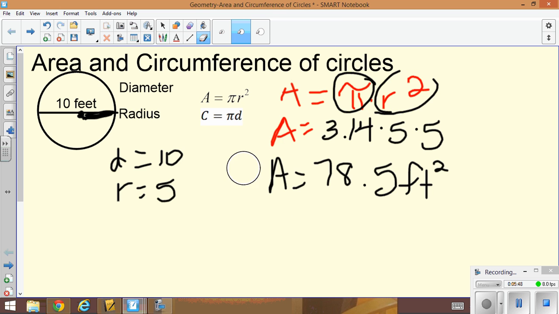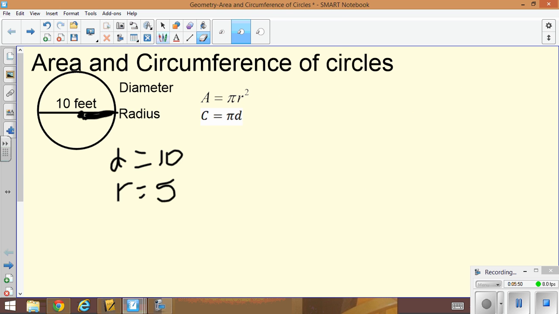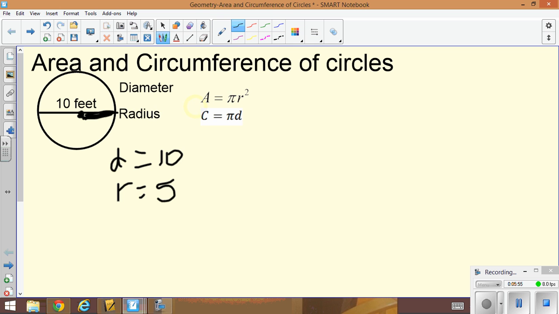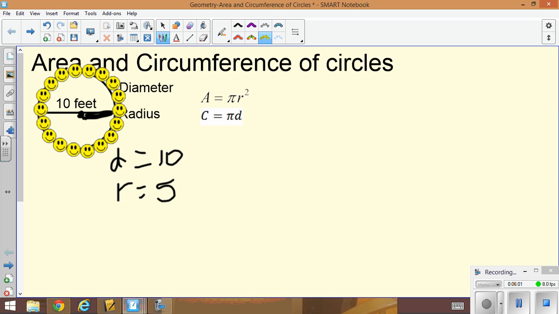We are now going to take a look at circumference. Circumference strictly measures the distance only around the edge of the circle. See that smiley face circle I just drew? That's all it measures. It doesn't do anything aside from the very edge of the circle.